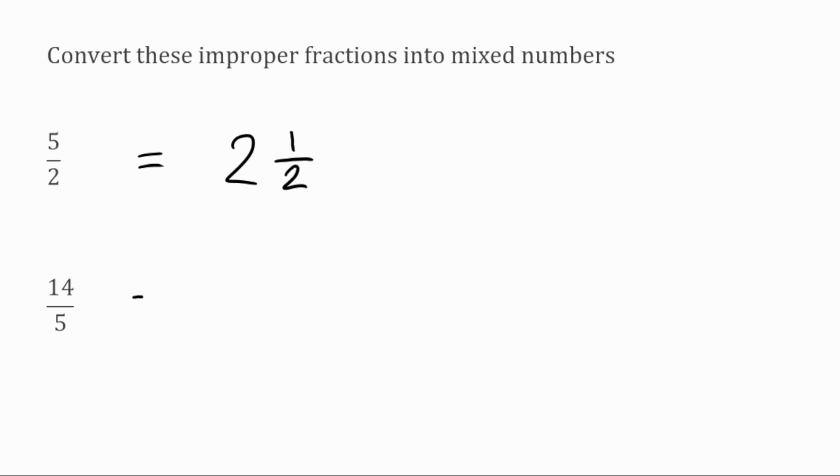We can do exactly the same for this next question. We've got 14 over 5. We want to see how many times does 5 fully fit into 14. Well, again, that can fit in twice because 5 times 2 is 10. That would leave us with a remainder of 4. So the proper fraction part would be 4 over 5. So 14 over 5 is the same as 2 and 4 over 5.